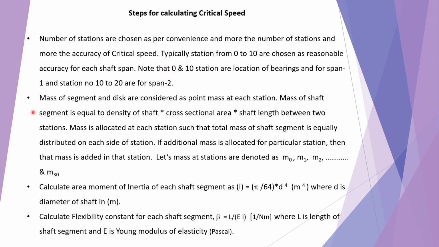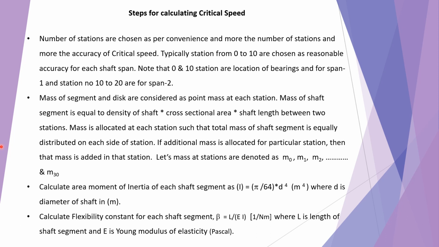Mass of segment and disk are considered as a point mass at each station. Mass of shaft segment is equal to density of shaft into cross-section area into length of shaft between the stations. Mass is allocated at each station such that the total mass of shaft segment is equally distributed on each side of station. In addition, if additional mass is allocated for a particular station, then mass is added in the station. Let's say mass at a station denoted as M0, M1, M2 up to M30.